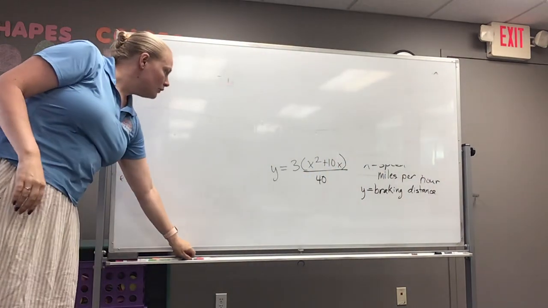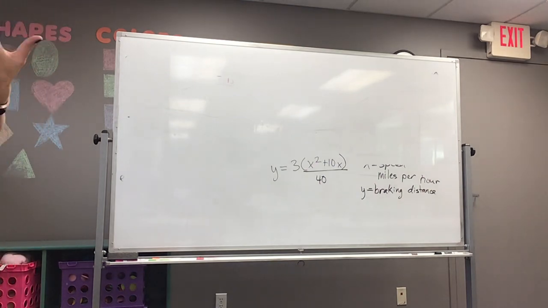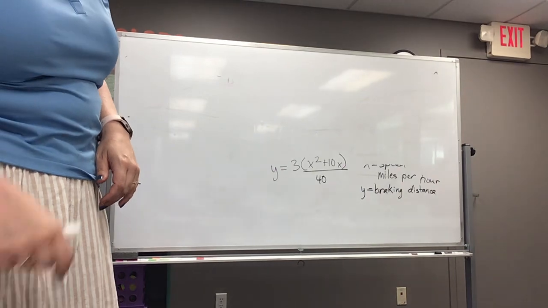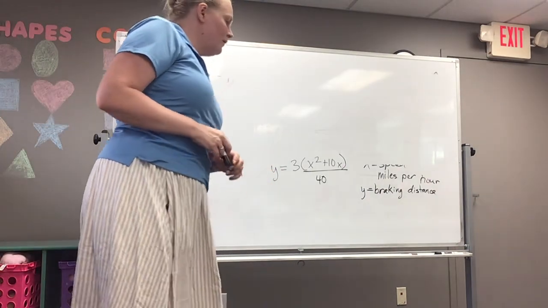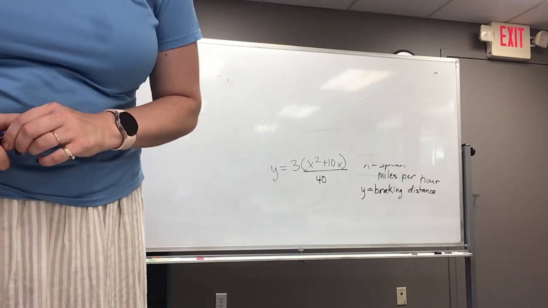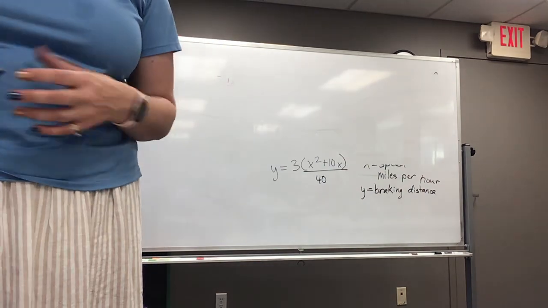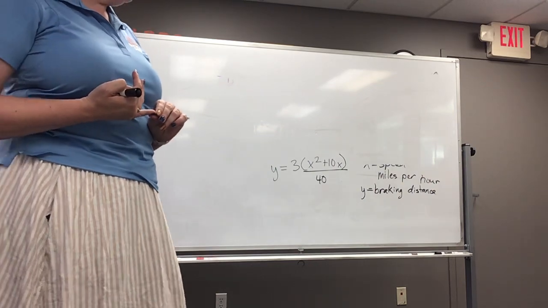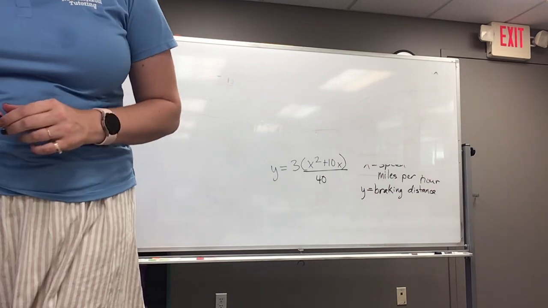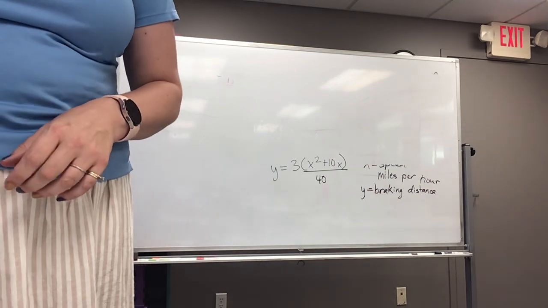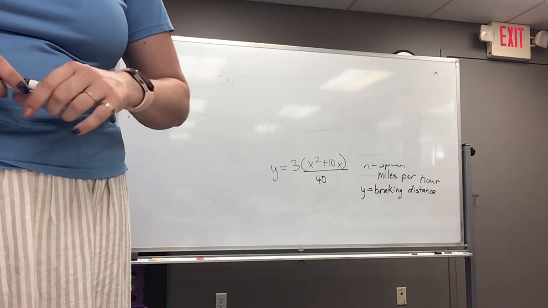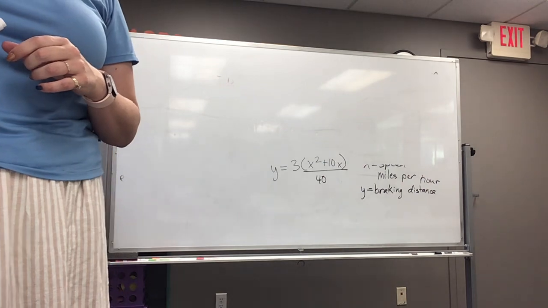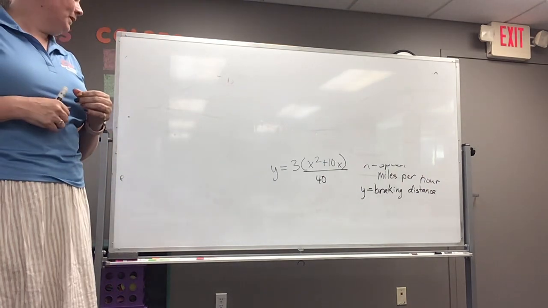So this one is a very wordy, semi-real world problem. And so it tells us that the breaking distance, y feet, is modeled by y equals 3 times x squared plus 10x all over 40, where x is the speed in miles per hour. And according to this model, what would be the maximum speed in miles per hour Damien can be driving so that the braking distance is less than or equal to 150 feet?